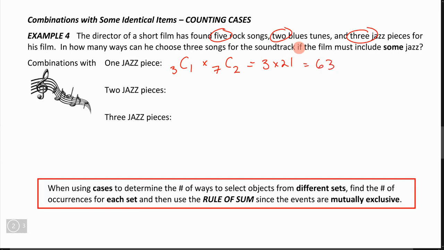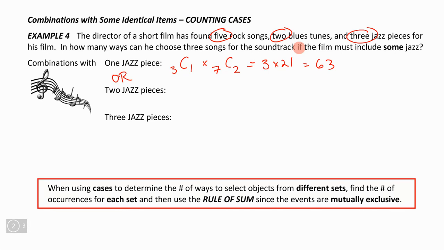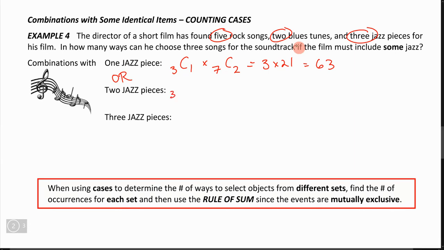Or we could have 2 jazz pieces. So that means we have 3 choose 2. So 3 jazz pieces, we're going to choose 2 of them, multiplied by the 7 remaining songs, of which we're going to choose 1 to round out our choice of 3 songs. So that gives me 3 times 7, which is 21. Or we can choose 3 jazz pieces. So we have 3 choose 3 times 7 choose 0, which is 1 times 1, and that's equal to 1.